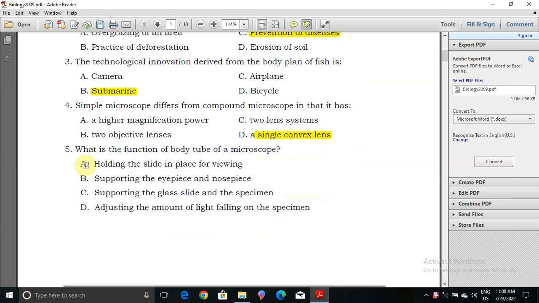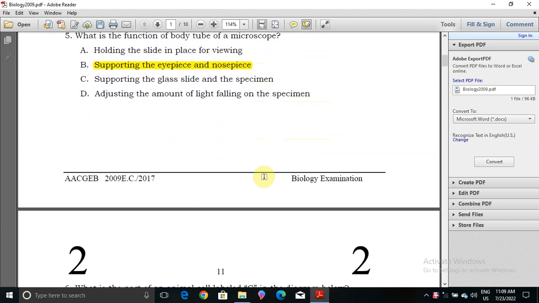Okay, now question number 5. What is the function of the body tube of a microscope? Here we have: holding the slide in place for viewing. No. Supporting the eyepiece and nosepiece, or supporting the glass slide with the specimen, or adjusting the amount of light falling on the specimen. First of all, adjusting the amount of light falling on the specimen is the iris, and supporting the glass slide and the specimen is for the stage. But here we have the function of the body tube. The body tube is supporting the eyepiece and nosepiece, which means that is the correct answer for question number 5.